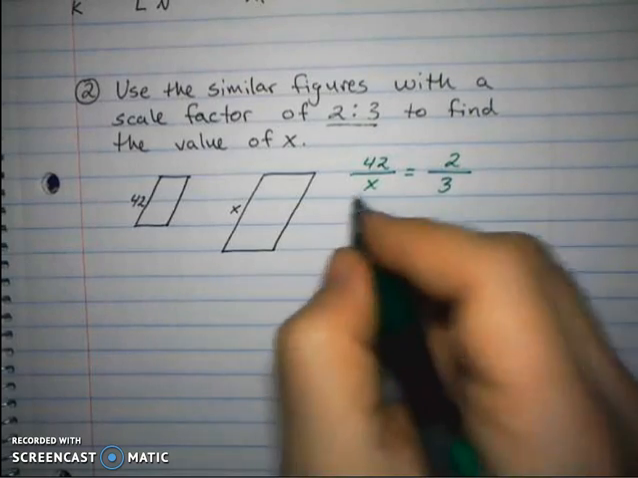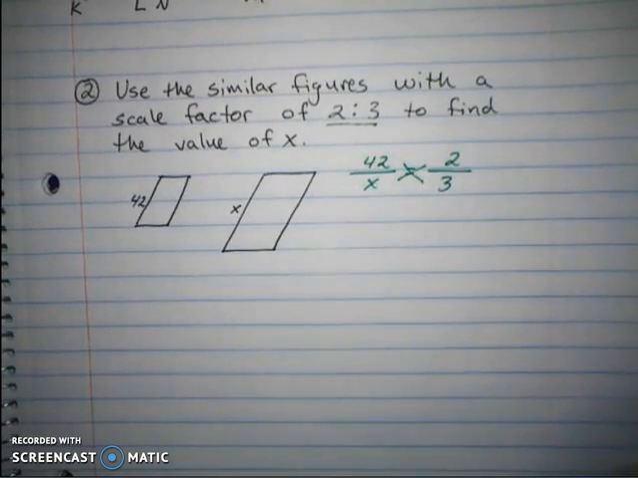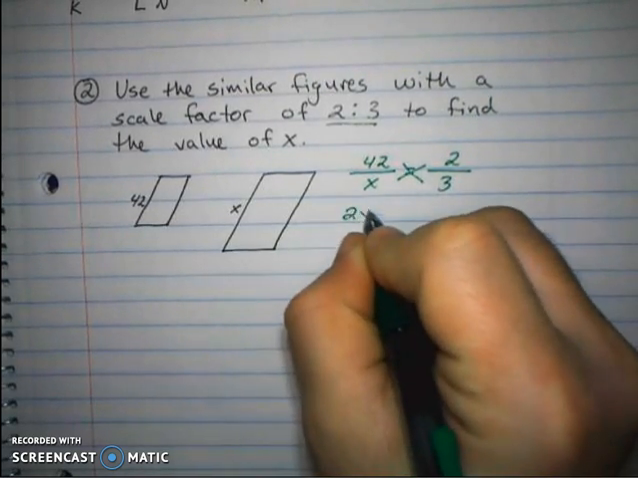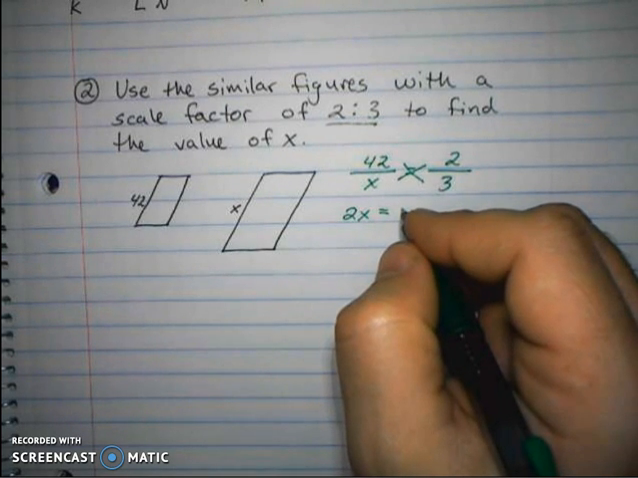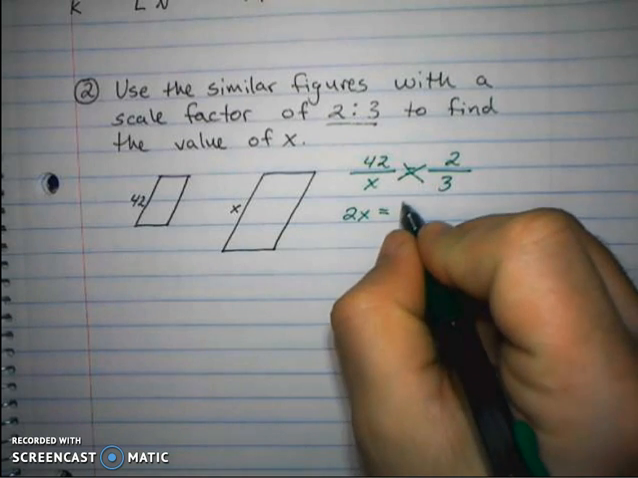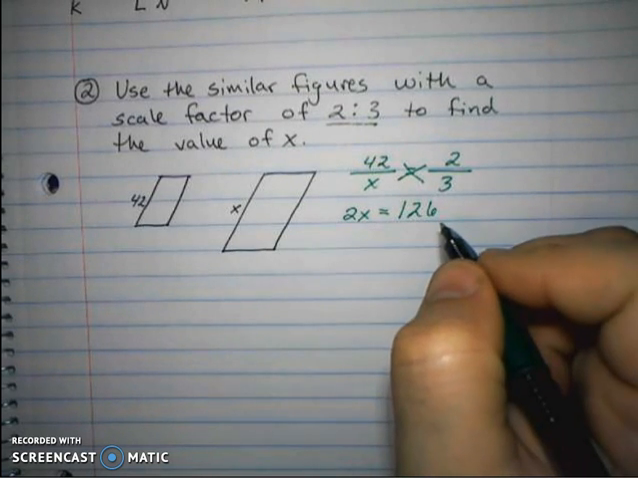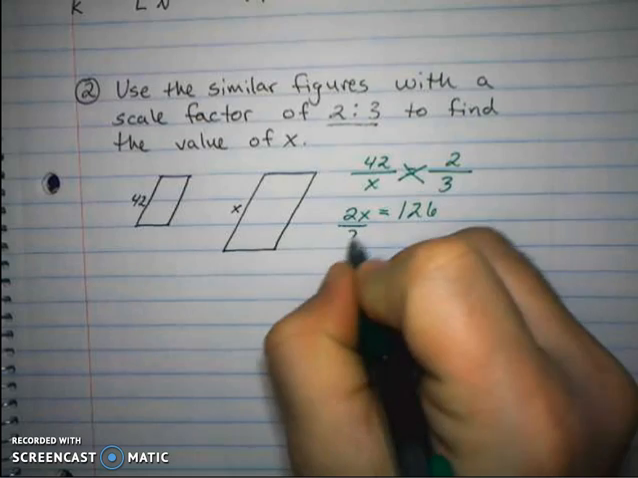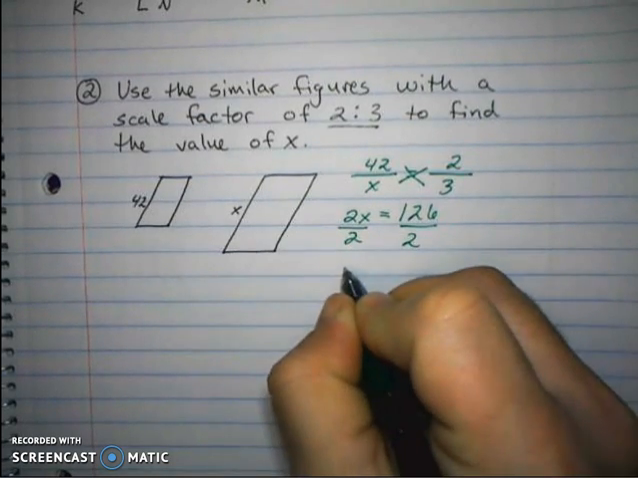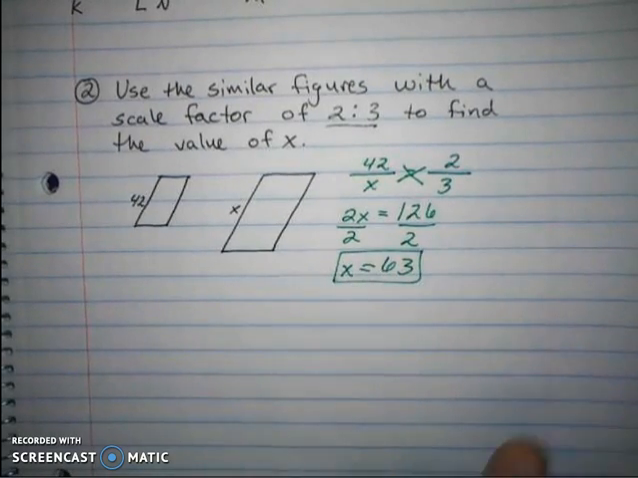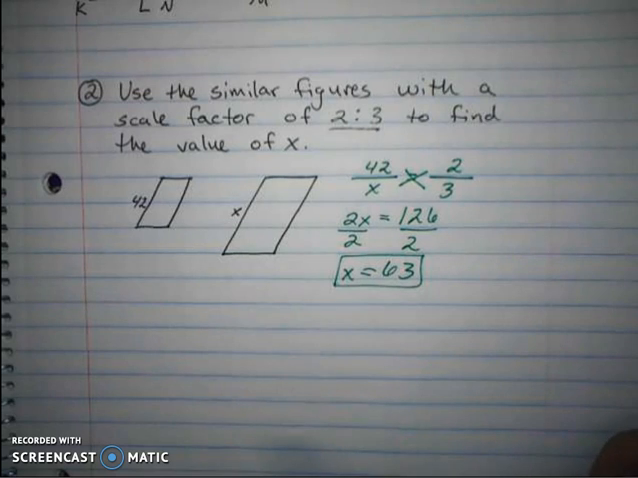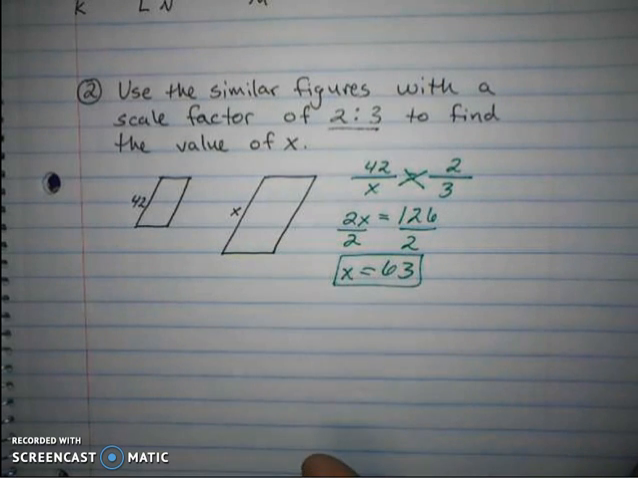Okay, and so to solve this, again, remember we solve proportions by cross multiplying. 3 times 42 is 126. And then we divide by 2. And we get that x equals 63. Okay? And so we can use similar figures to set up proportions and solve problems.